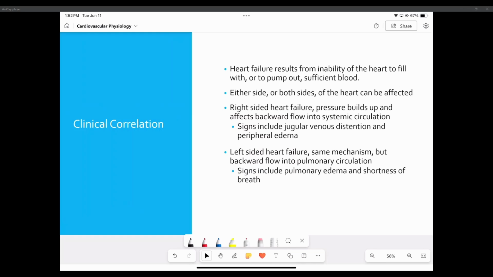And guess what happens when all that blood fills up in your lungs? You get problems breathing. That's why people with left-sided heart failure have breathing issues. On the right side, where is the right side pumping the blood to?